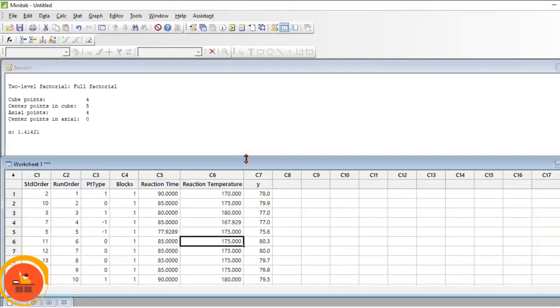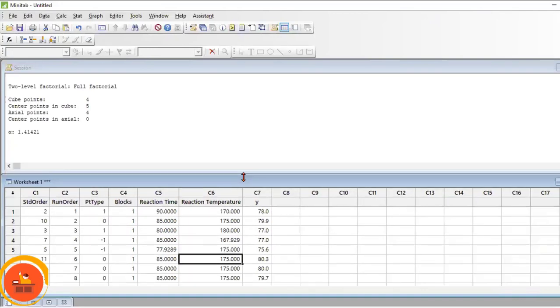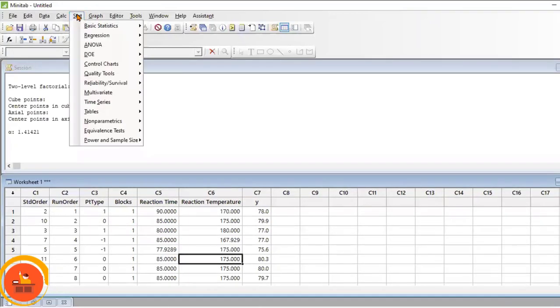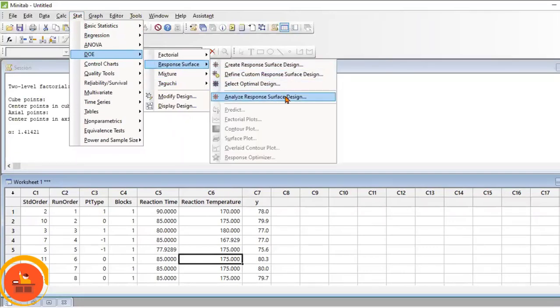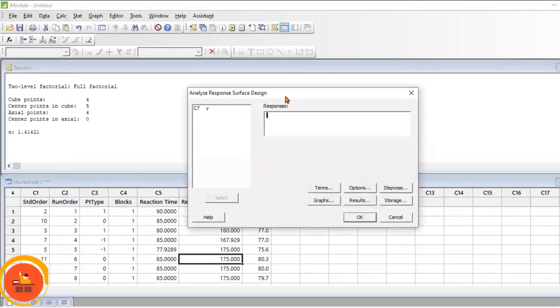Next, what do we have to perform? I will go to Stat, DOE, Taguchi, response surface. Now we are going for analyzing the response surface design. After analyzing, what responses are we having? Here we are having only one response. So I have selected this one and I am pressing the select button so that it will appear here.